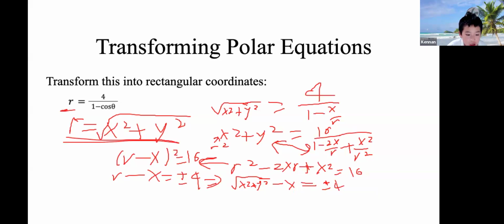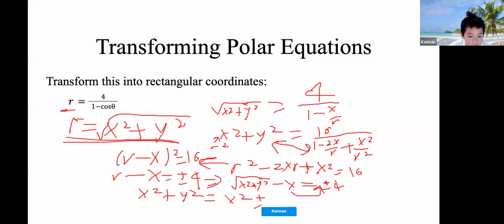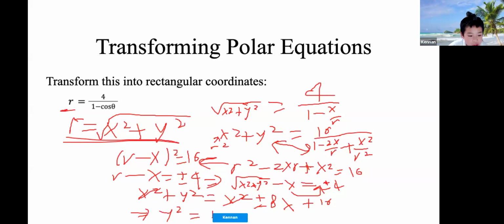Okay, so then I think it's better if we just move it to this side, since we would only have to square once. So we would have x squared plus y squared equals x squared plus minus 8x plus 16. And you see this turns into a quadratic equation as we can cancel out these x squares. And now we get y squared equals plus minus 8x plus 16. I think that should be right.